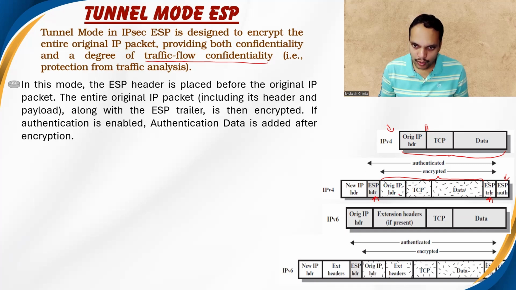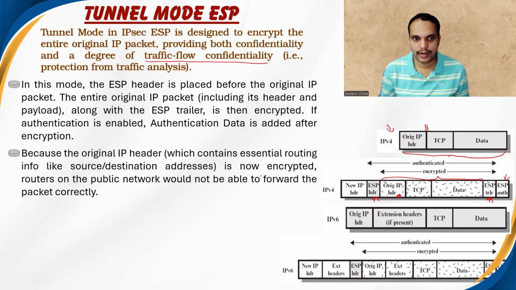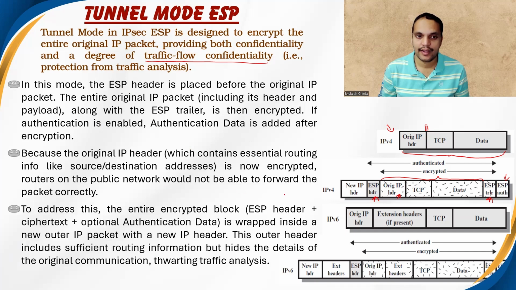Sir, if you encrypt the original IP header, how do the intermediate routers read the packet and decide where to send it? That is here. It is now encrypted. Routers on the public network would not be able to forward the packet correctly. For this purpose, what you do is, now we actually add a new IP header. You can see this is called the outer IP header. This outer IP header includes sufficient routing information but hides the details of the original communication, thwarting traffic analysis.